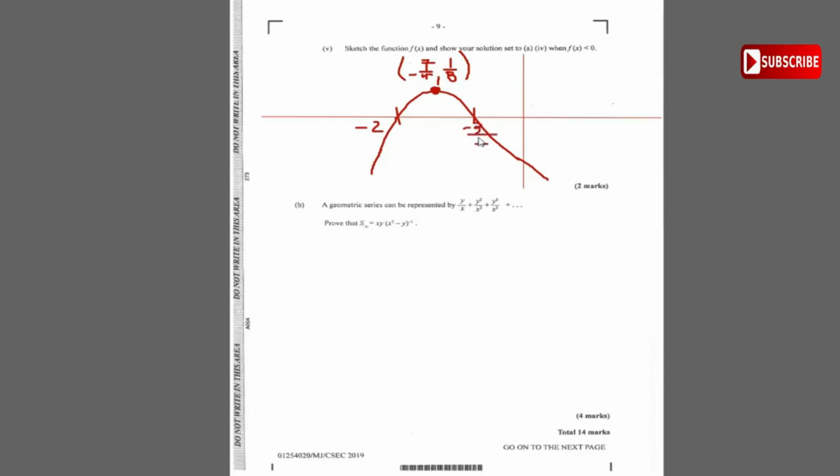And they want the solution region when f of x is less than 0. So this is the line of f of x equals 0. That's the x-axis. When f of x equals 0, this is the line. So when it is less than 0, this is the solution region that I'm shading below the x-axis.